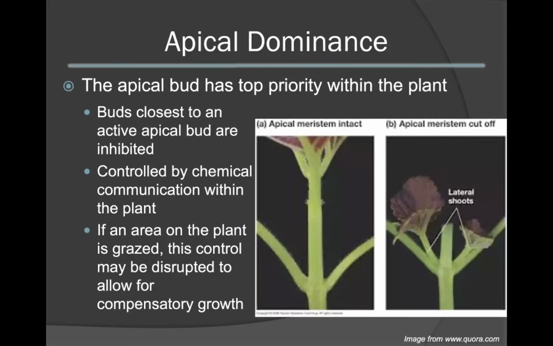However, if an area is grazed, this control can be disrupted. This allows for compensatory growth or also for pronounced lateral growth. When the apical meristem is grazed or cut off, the lateral shoots will then take over to contribute to the lateral growth of the plant.